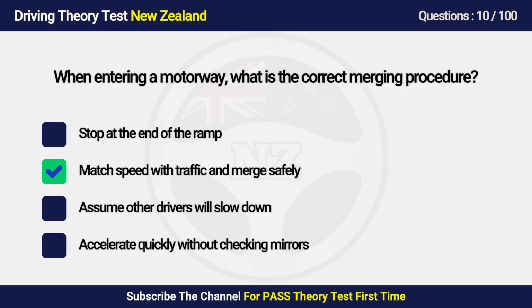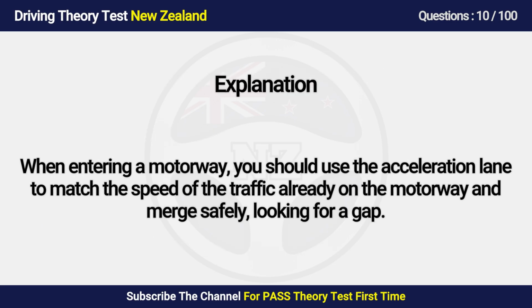Answer is B. Match speed with traffic and merge safely. When entering a motorway, you should use the acceleration lane to match the speed of the traffic already on the motorway and merge safely, looking for a gap.